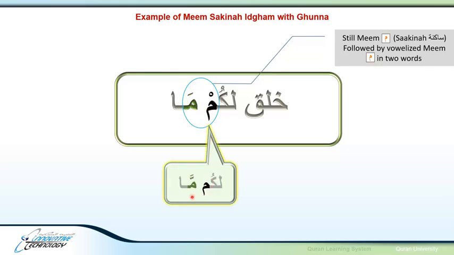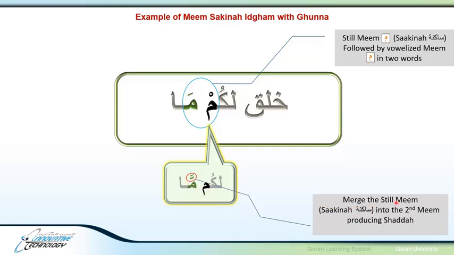لكم ما. So what we do, we merge them, producing a shadda on the second Meem and adding the two ghunnahs together, reflected by the color green. So we merge the first Meem into the second Meem, producing a shadda on the second Meem, given the color green, indicating ghunnah. لكم ما.